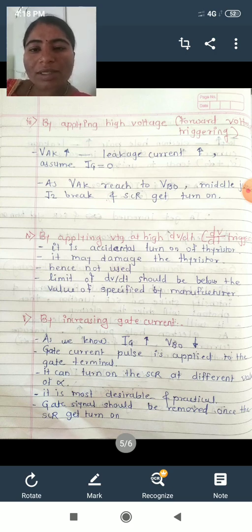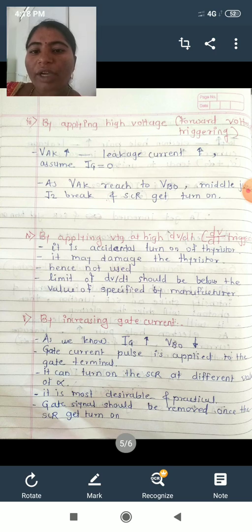Gate current is 0 means no gate pulse is applied to the gate terminal, only forward voltage, that is the voltage between anode and cathode, is applied and the gate is an open terminal. What happens in this case? As your applied voltage between anode and cathode reaches the breakover voltage, the middle junction J2 is in reverse bias. Junctions J1 and J3 are already in forward bias, but it does not turn on due to the reverse junction J2.